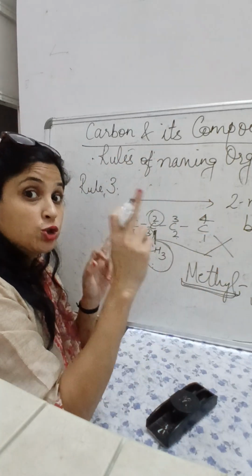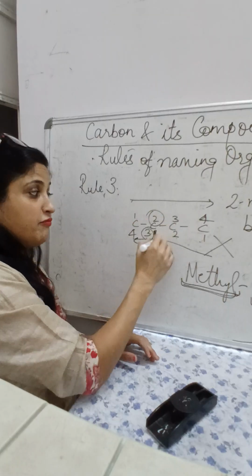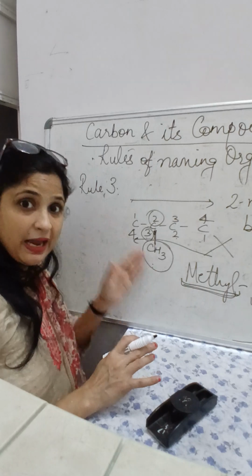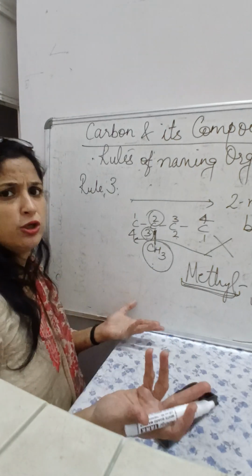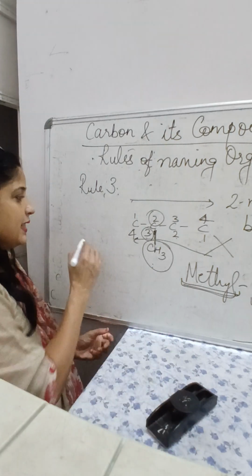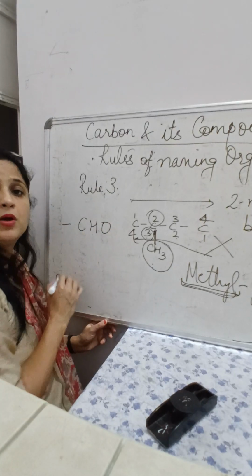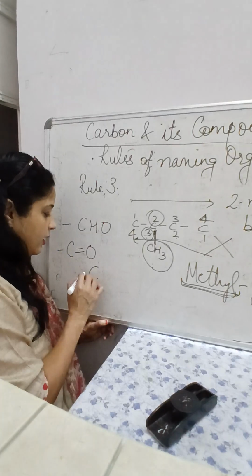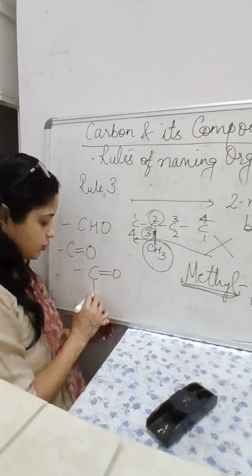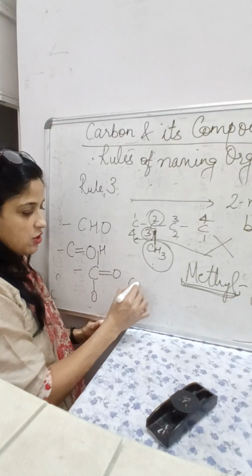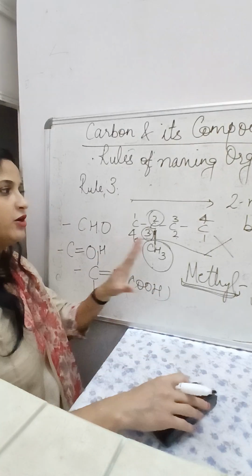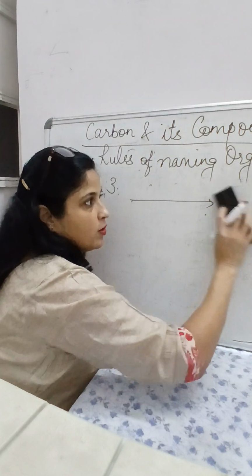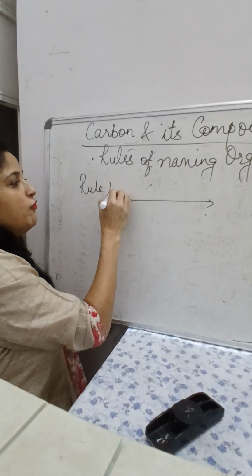So I have to take the shortest possible number wherever the branching is happening, whether the branching is with the alkyl group or with any other functional group. Functional group, I hope you understand. It can be an aldehyde group, a ketone group, a carboxylic acid group, COOH. So wherever the shortest possible number you are getting, there you will name. Now I come to rule number 4.